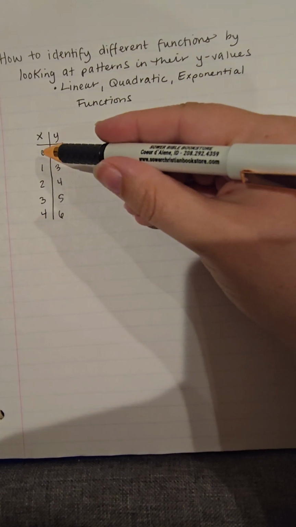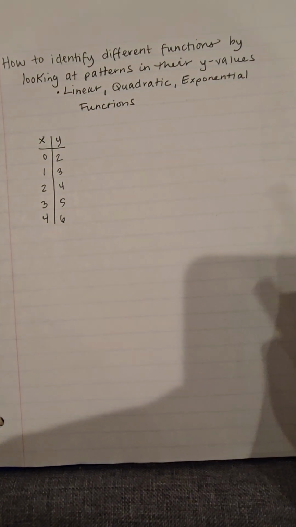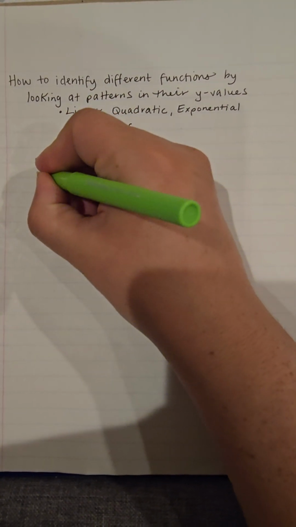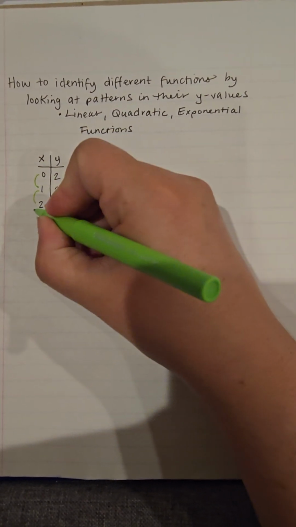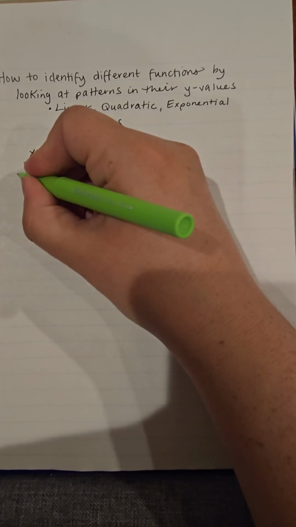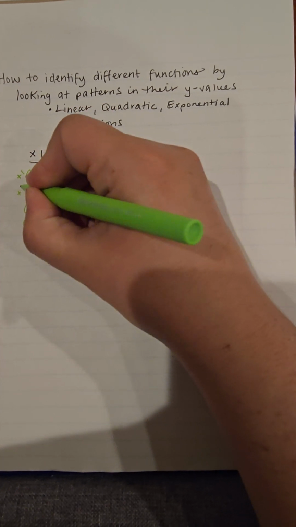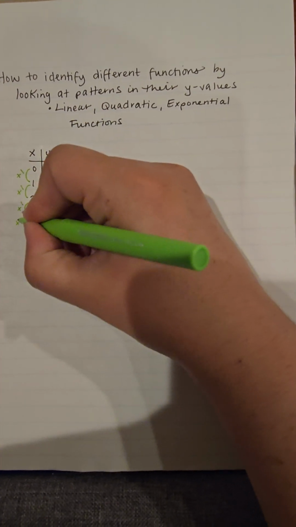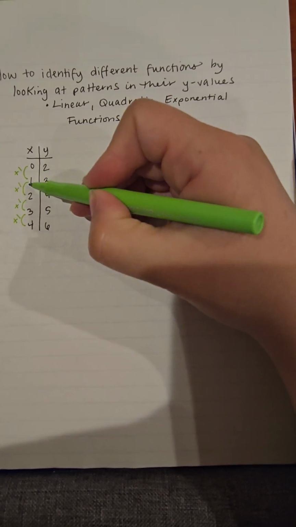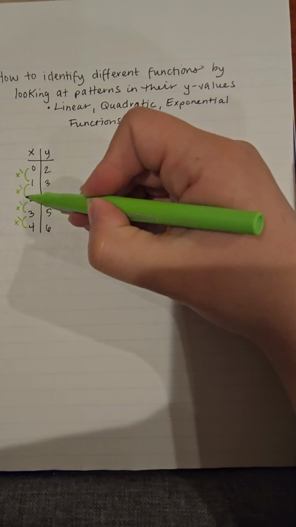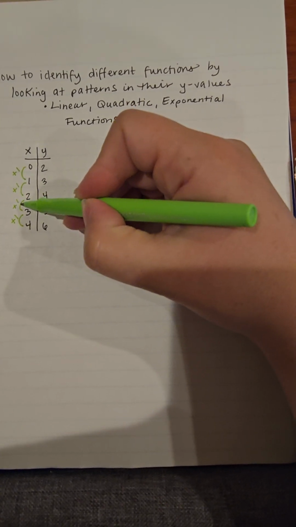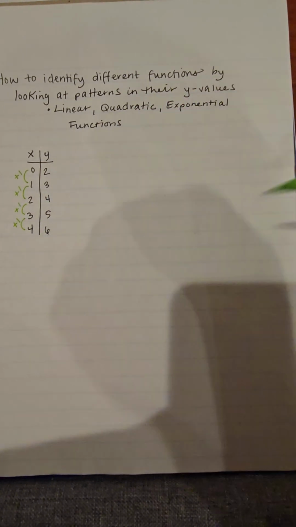So just for this little example here, I'll show you with another colored pen that these values here are all separated by 1. So see here, 0 plus 1 is 1. The difference between these two is 1. The difference between these guys is 1. And then the difference between these guys is 1.